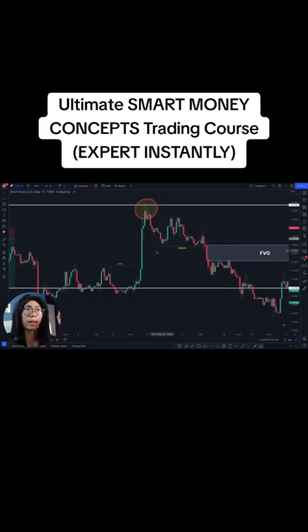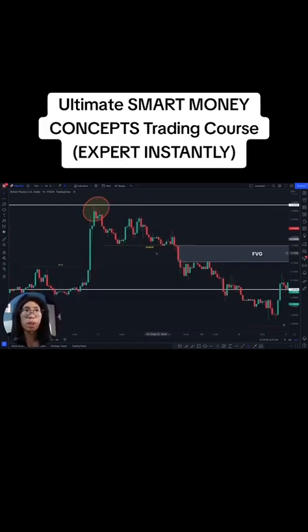Gave us a liquidity grab, and then this is the last higher low, and right now price has broken this last higher low. So once price has broken this last higher low, it gave us a change of character. When price gave us a change of character, next step is to look for a fair value gap.